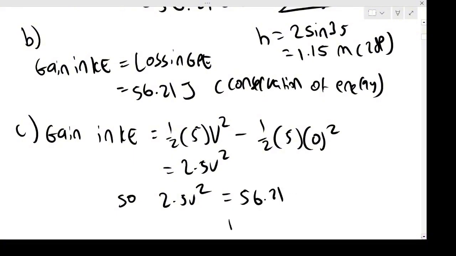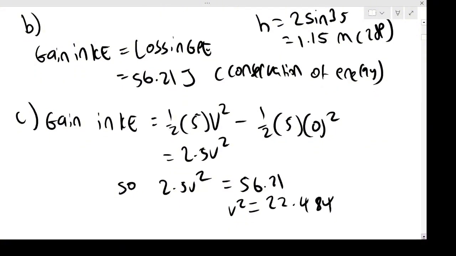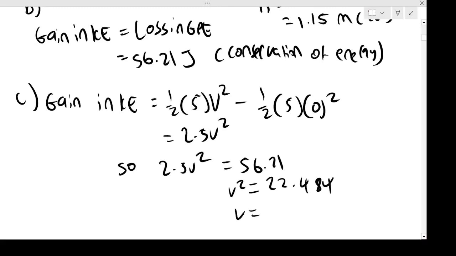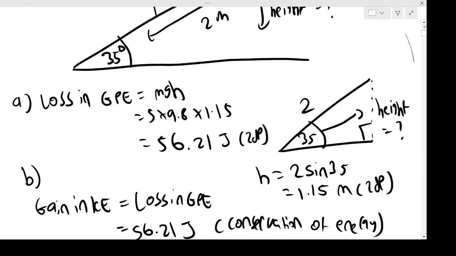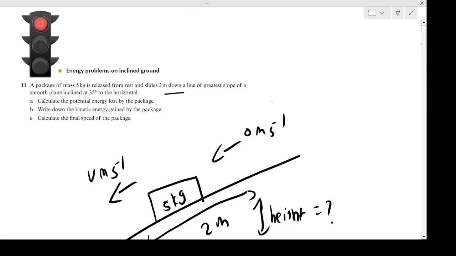And so therefore, v squared, if we divide by 2.5, I get 22.484. So if I square root that, I get v to be 4.74 meters per second. And there we are, 4.74. Cool. So there we are.